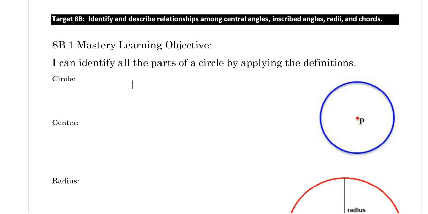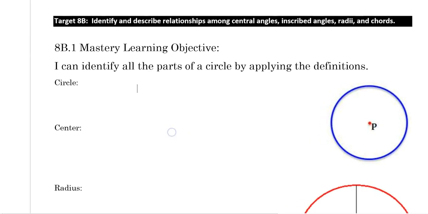When we're looking at target 8B, we're identifying and describing relationships among central angles, inscribed angles, radii, and chords. So 8B.1 is I can identify all the parts of a circle by applying the definitions. This is going to be a somewhat longer video because it is a lot of definitions, a lot of vocab. So we're going to start with what is a circle.